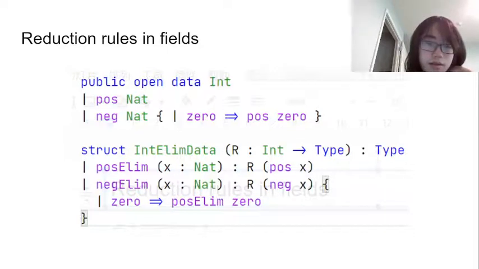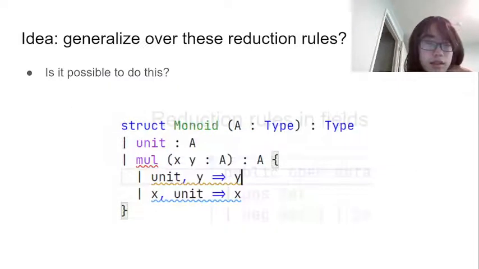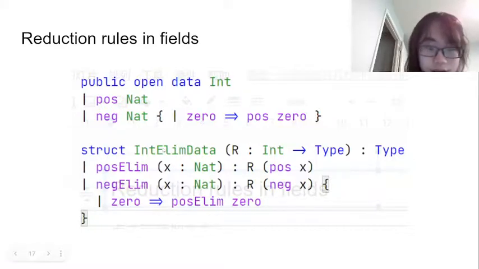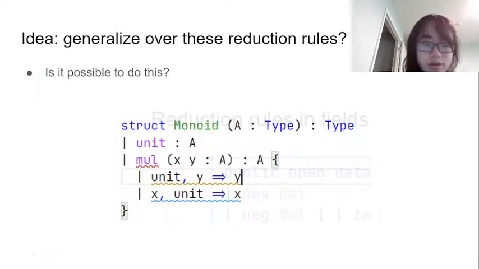So that's the thing. And here comes a new idea. Look at this int elim data. It's a struct with two fields, and one of the fields reduces when applied to certain variables. So what if we can do this? This is pseudocode that obviously doesn't work because I think it's not confluent. Is it possible to do this?